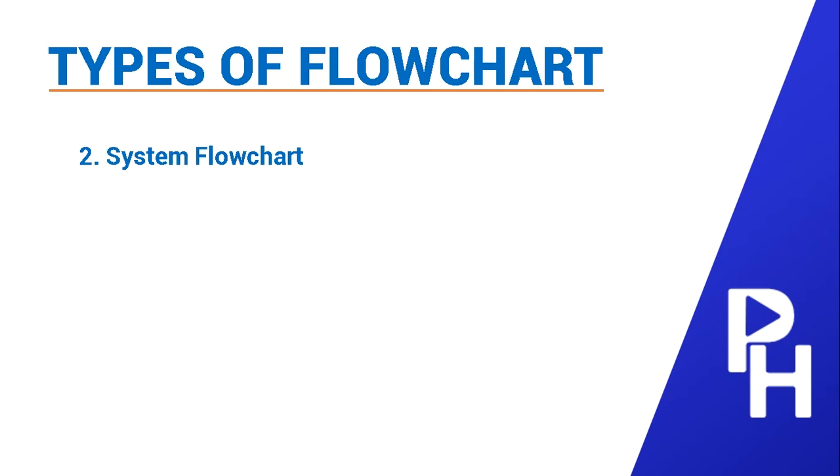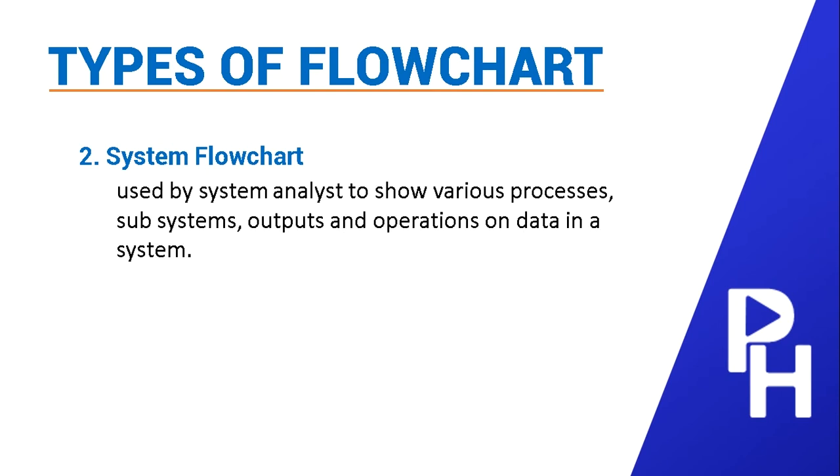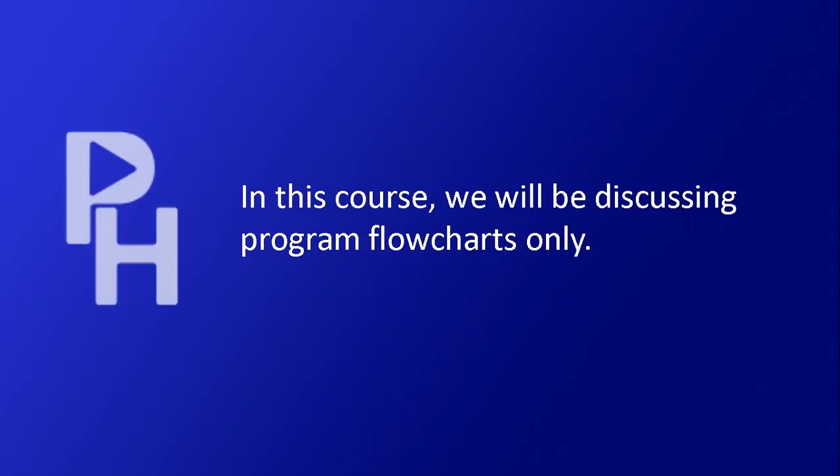The second type of flowchart is what we call the system flowchart. These are used by system analysts to show various processes, subsystems, outputs, and operations on data in a system. So in this course, we will be discussing program flowcharts only. So that is all about the introduction to flowcharting.